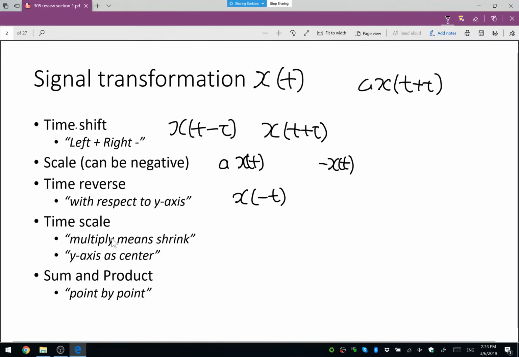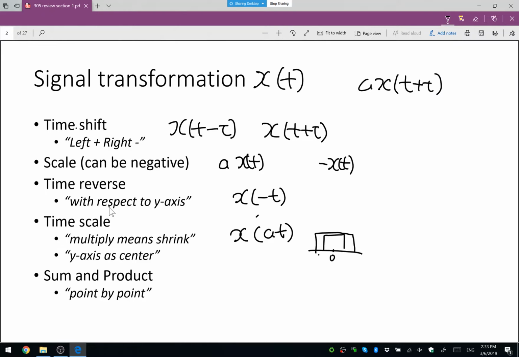Time reverse is actually one special case of time scaling. Time scaling is like x(at). When a equals -1, this is time reverse. And when a is larger, that means the signal becomes shorter. For example, if x(t) looks like this, x(2t) will look like half the width of it, like this one, and the center is always the y-axis.